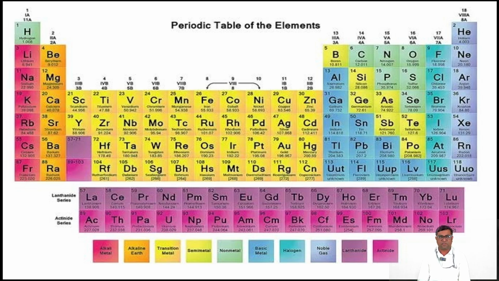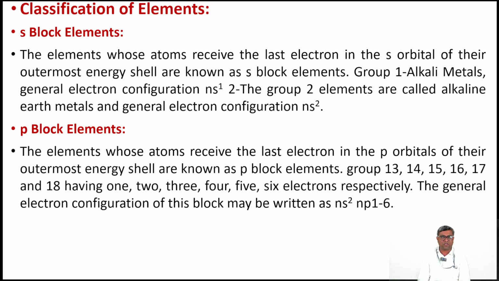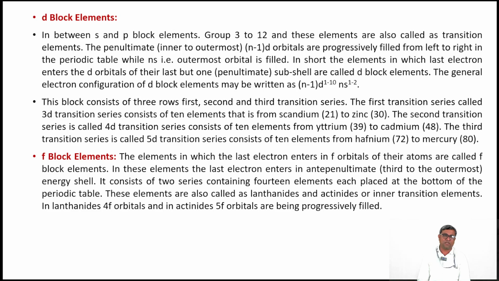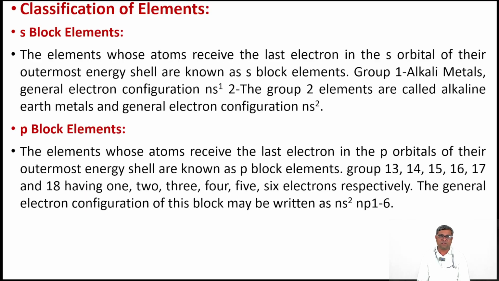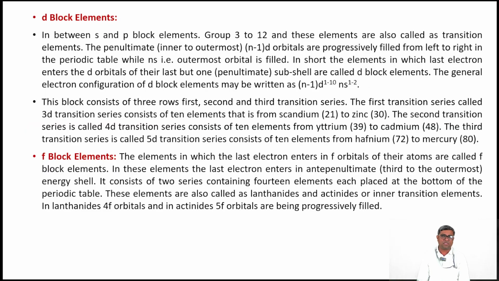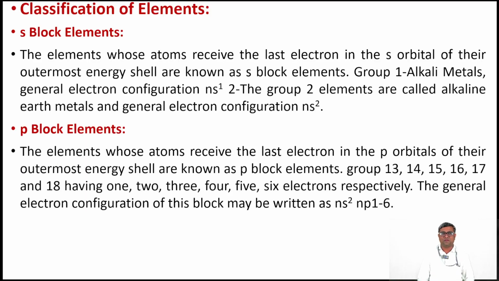Let us elaborate the information of the periodic table, or the classification of the elements in the periodic table. There are 4 blocks in the periodic table, all of you know that. First is the S block elements, second is the P block elements, third is the D block, and last is the F block elements. Let us understand why the elements are kept in the S block and what is the classification of S block elements.